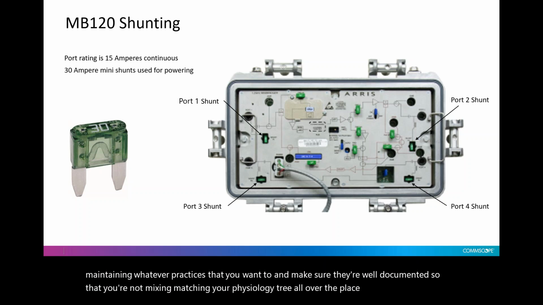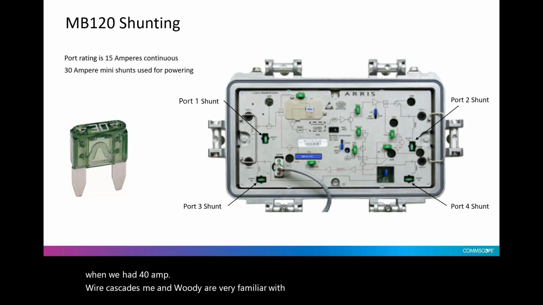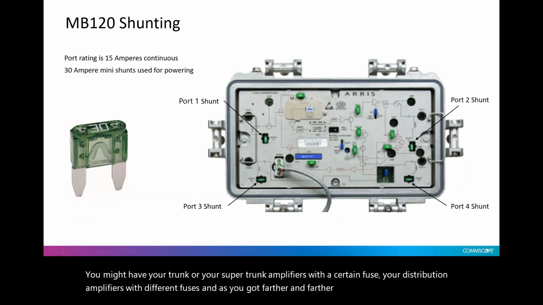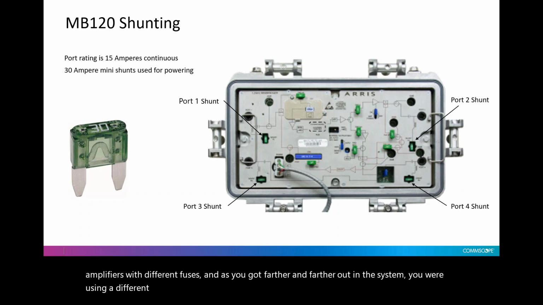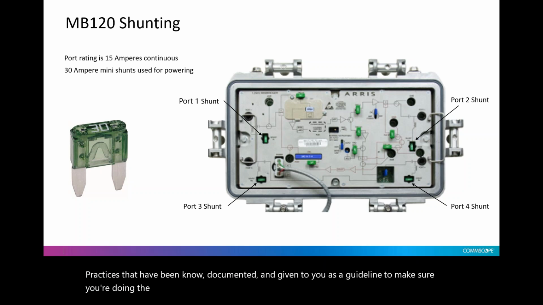Back in the day when we had 40 amplifier cascades, me and Woody are very familiar with those. We talked about it the other day. You might have your trunk or your super trunk amplifiers with a certain fuse, your distribution amplifiers with different fuses. And as you got farther and farther out in the system, you were using a different size fuse throughout. Just make sure you're maintaining whatever practices have been documented and given to you as a guideline to make sure you're doing the right thing with fusing.